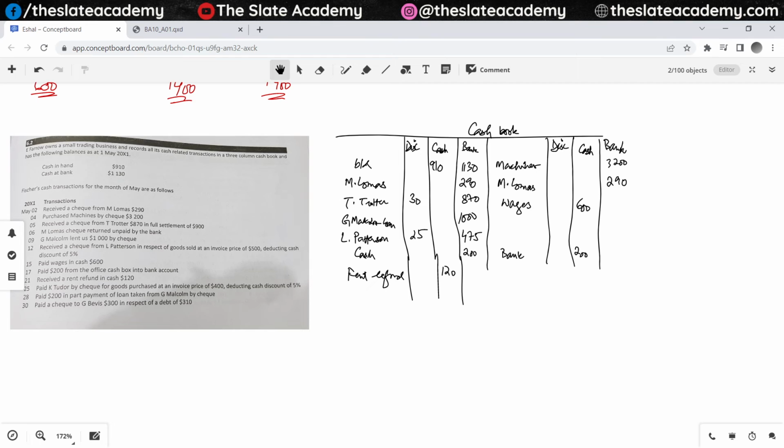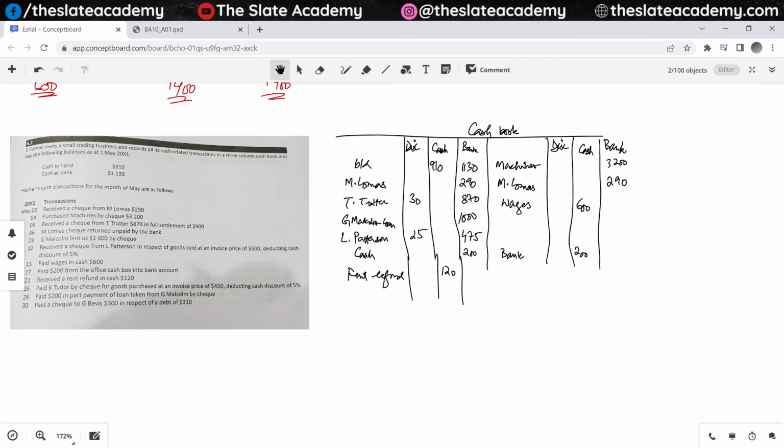Do we have time to practice one more? We'll practice one more question, no problem. Okay, rent refund done. After that, we paid K Tudor by check for goods purchased. Invoice price 400. Cash discount 5%. So 0.05 of 400 is how much? 20.